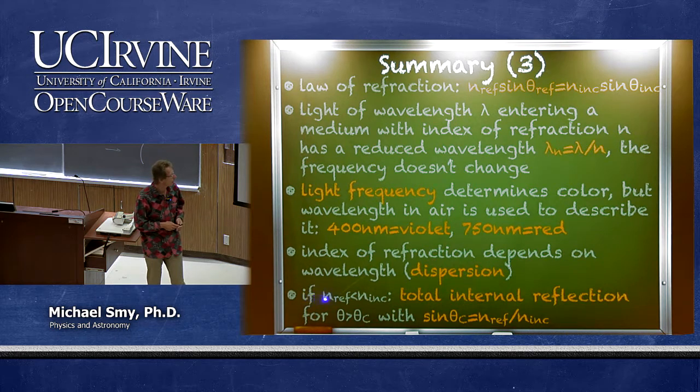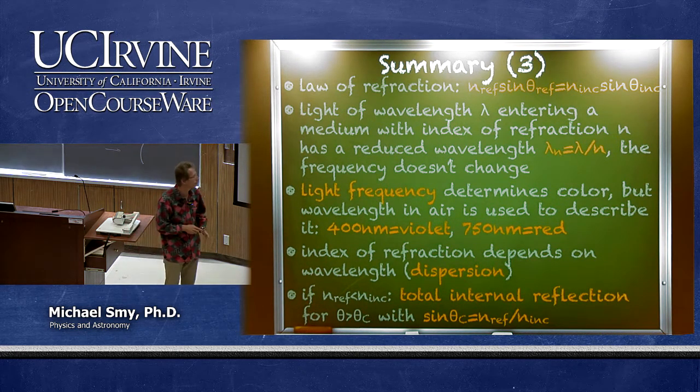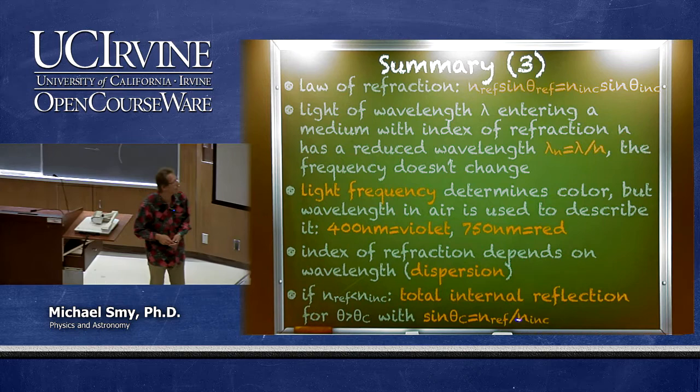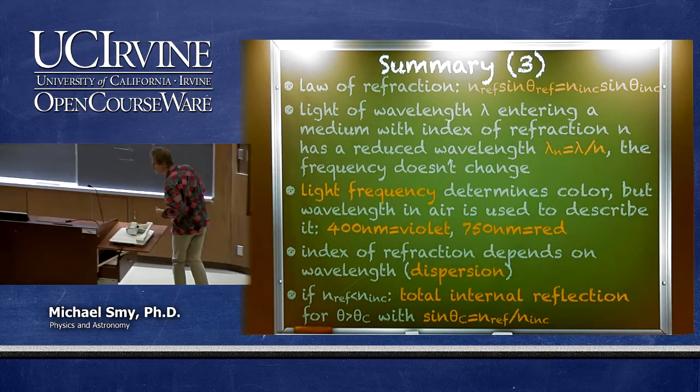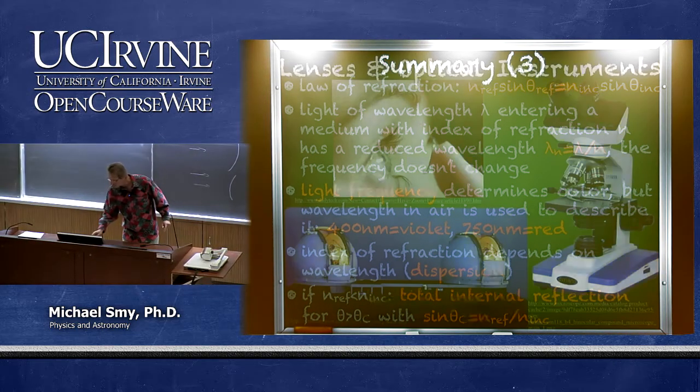And if the index of refraction of the refracted medium is smaller than the index of refraction in the incident medium, then total internal reflection happens if the angle is bigger than the critical angle, where the critical angle is defined by this equation.